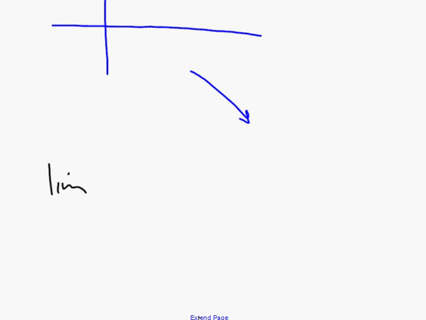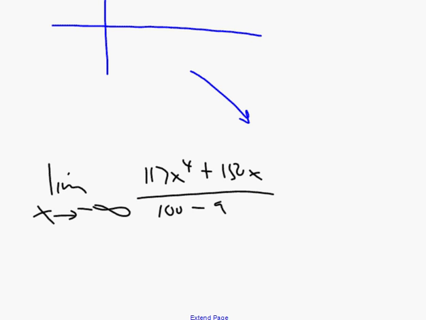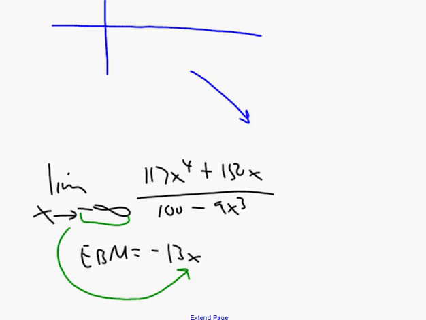And I'll say this. I could just change one thing. Suppose I said what happens as x goes to negative infinity in this same problem. It was 117x to the fourth plus 150x over 100 minus 9x to the third. Well, your EBM is still the same. It's just like what we did before. It's negative 13x. Right? But now watch what happens. Now I start taking numbers that are very negative and putting them in here, like negative a million, negative a billion, negative a trillion. And as I do that, when I multiply them by negative 13, I get numbers that are larger and larger. This actually becomes positive infinity.